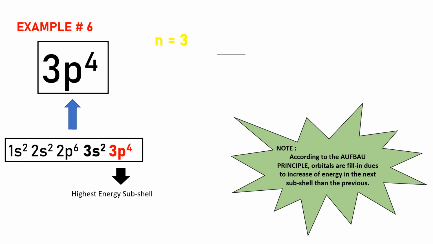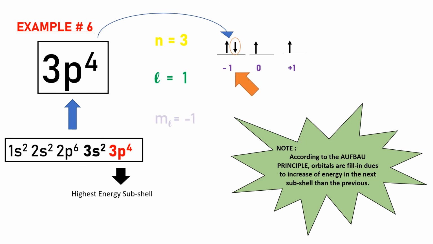n is equal to 3. 1, 2, 3. L is 1 since it is p. So it's ranging from -1 to +1. So you can now have the orbital diagram. 1, 2, 3. Go back for the downward arrow. 4. The last arrow stops at -1. So therefore, your mL is -1. And the direction of the last arrow is downward. So therefore, your MS is -1/2.